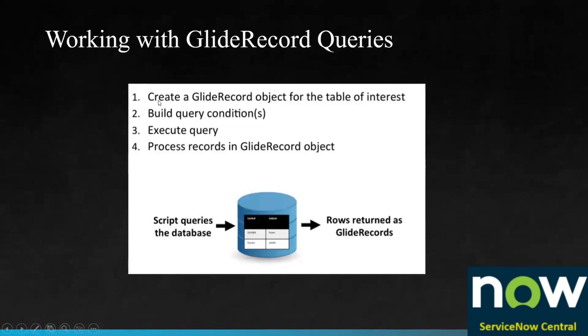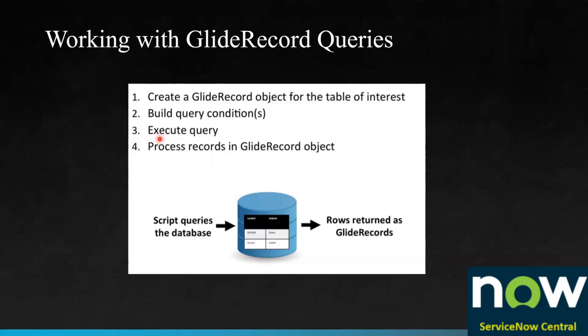Whenever we have to write a GlideRecord, we have to create a GlideRecord object for the table of interest. So we have to declare one object for the table I want to access, within the GlideRecord class. Then I have to build a query. When I say query or condition, it is what I want from that particular table. I will specify the condition. For example, I want a list of all the incidents which are in progress.